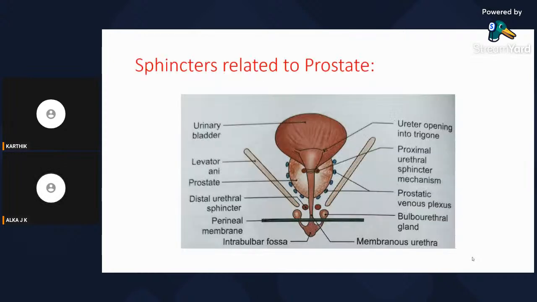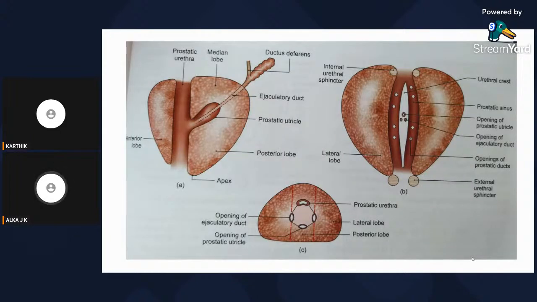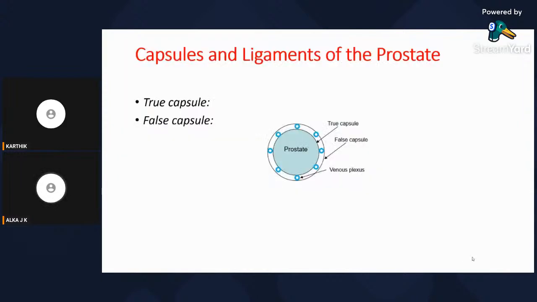Again, there are lots of pictures. See here, the green ones are all venules. Next, the lobes. Previous concept of the prostate, when I started teaching, from 2001 to 2003 batches: in the same Chaurasia books they gave that the prostate has 5 lobes: anterior, posterior, median or middle lobe, and 2 left and right lateral lobes. But now they say only the median or middle lobe and the right and left lateral lobes are there. So these are the lobes of the prostate.